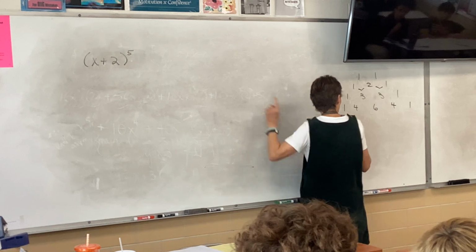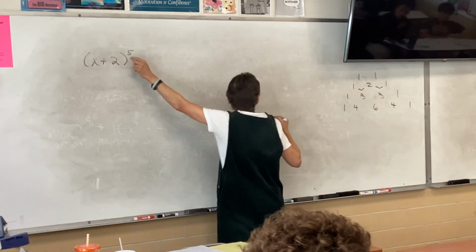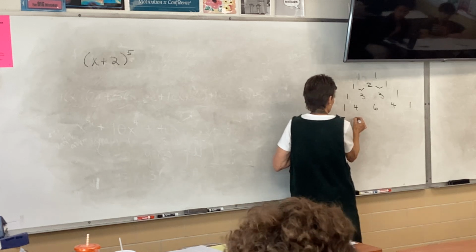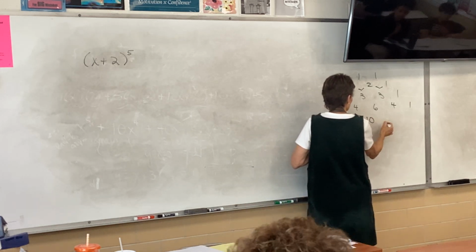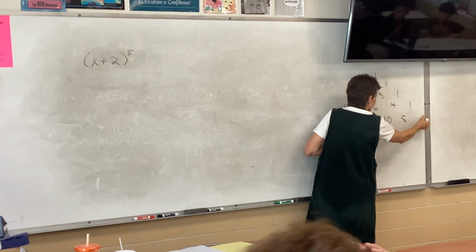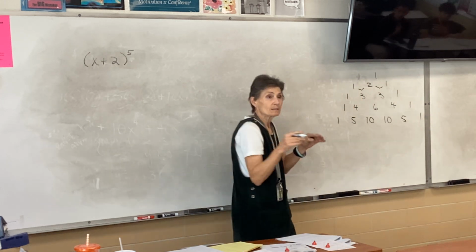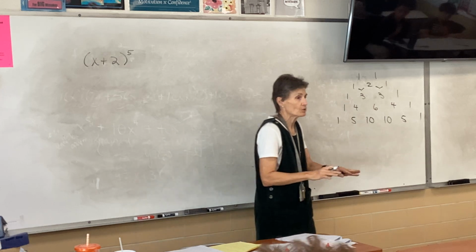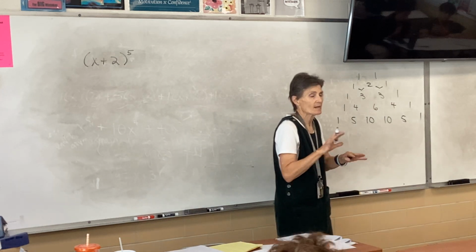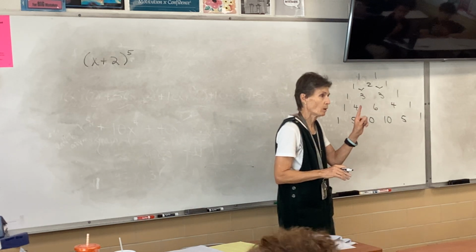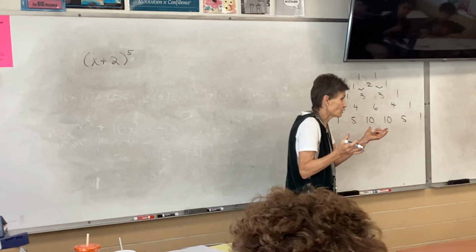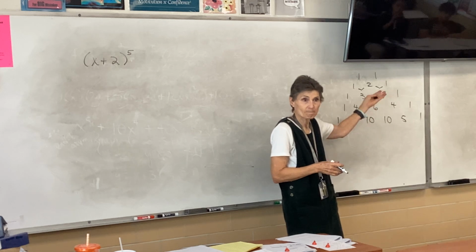And the fifth row, which is the one I want for this problem, would be what? What would the fifth row be? 1, 5, 10, 10, 5, 1. Now, the triangle's in your notes, but it won't be given to you if you need it. This is not a huge deal, but it might be one multiple choice question on the exam. So you need to be able to build it yourself. So everybody knows how to build it?